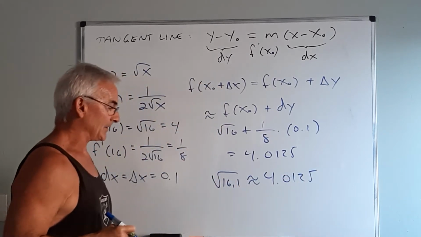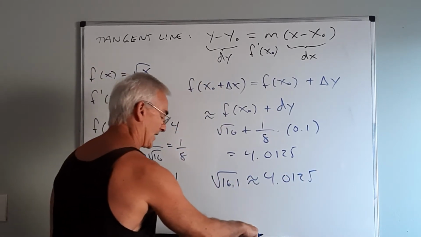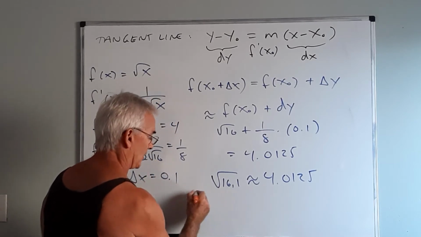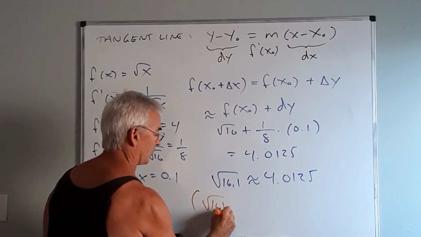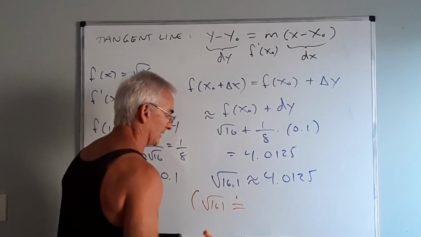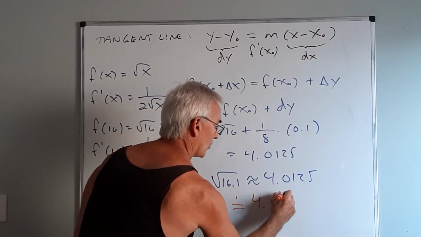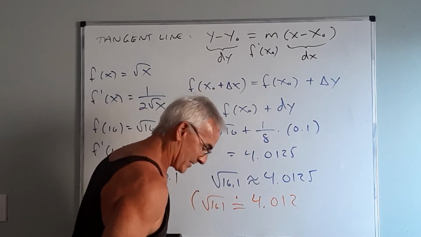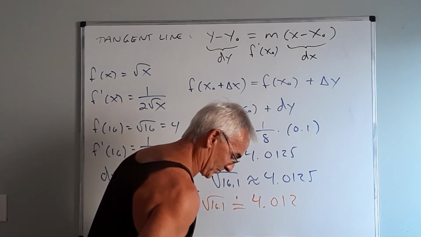Now, that's not exactly the square root of 16.1, but if we actually got out our calculator and checked, we'd find that the square root of 16.1 is approximately 4.012. Let's see, I think we're pretty darn close in this case.